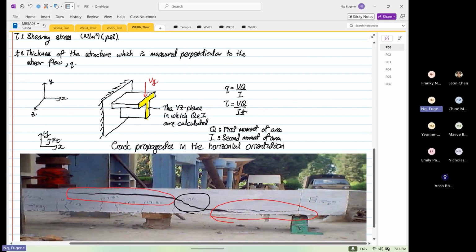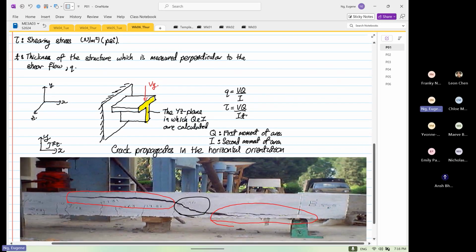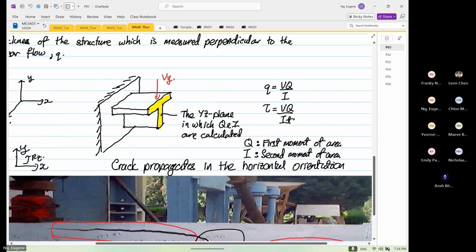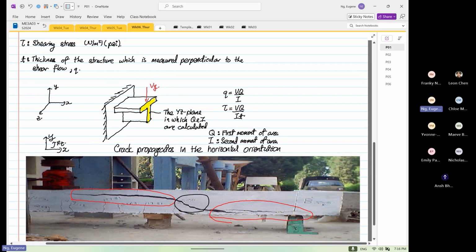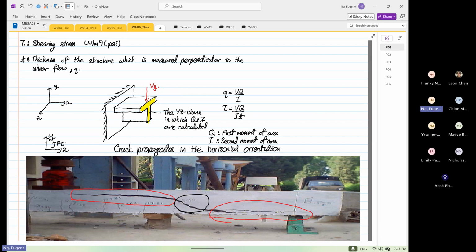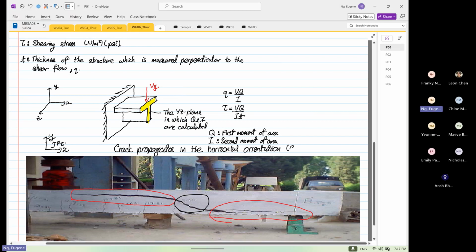But in our theory to calculate shear stress and shear flow, the area that we are interested in is on the YZ plane, right? So the crack, if you were to ask me, the crack is propagating in the what? In the XZ plane. Okay, the crack is on the XZ plane.